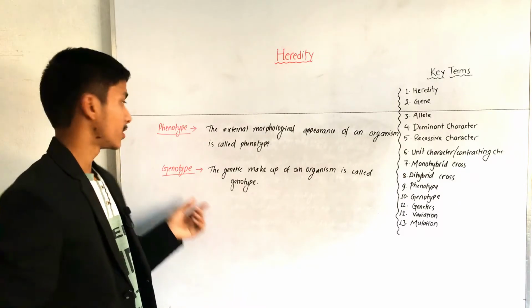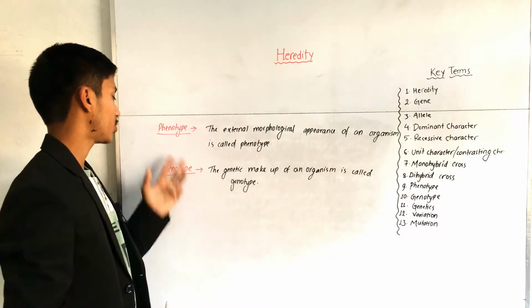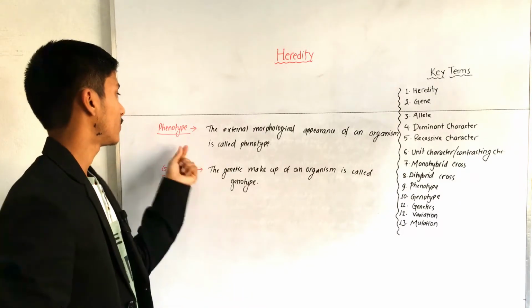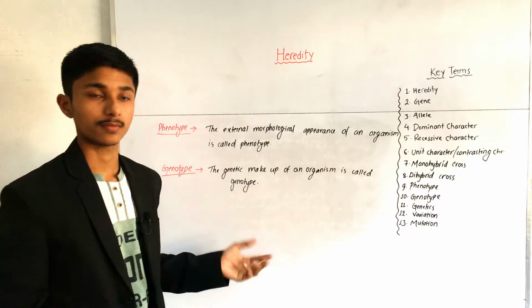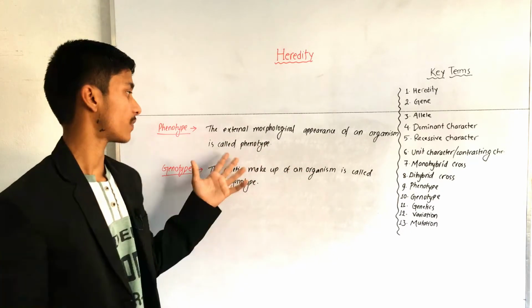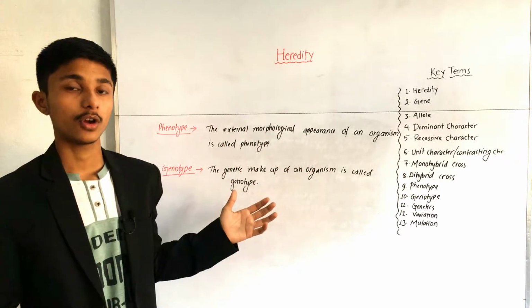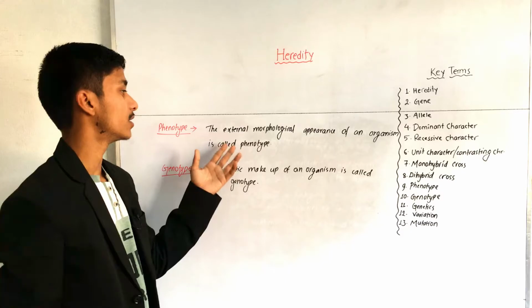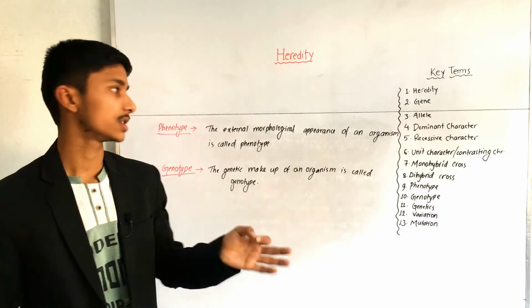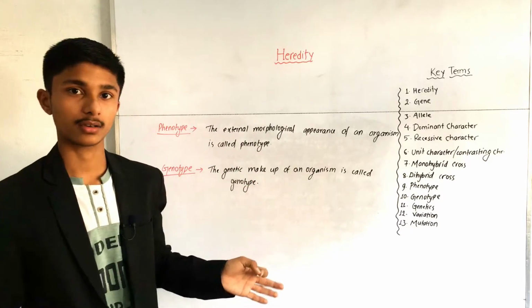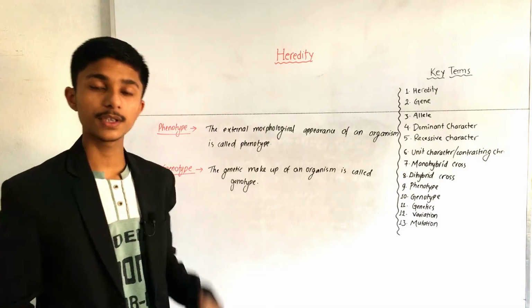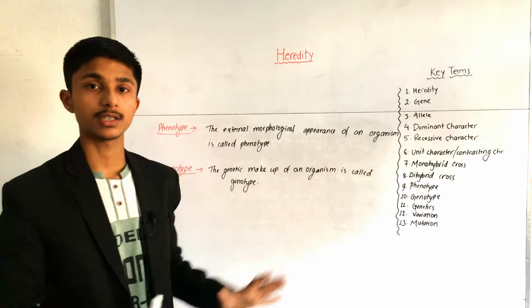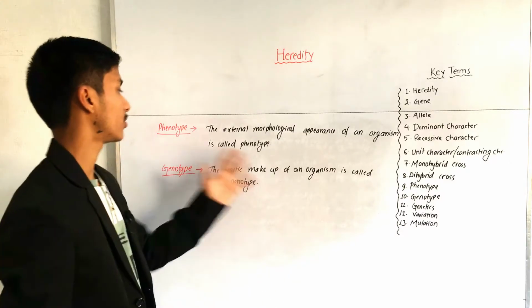Here we have written the definition of phenotype and genotype. Phenotype means the external morphological appearance of an organism. The external morphological appearance of an organism is called phenotype, or you can say the external physiological character. It means only what is physical, that you can see, is called phenotype.